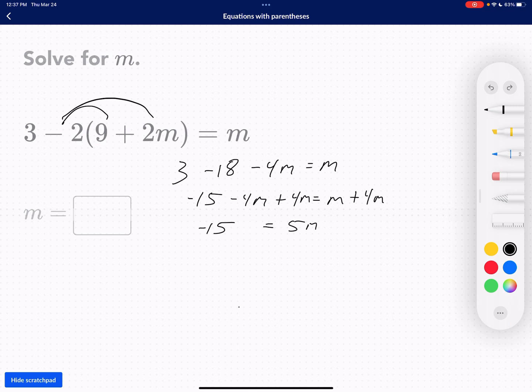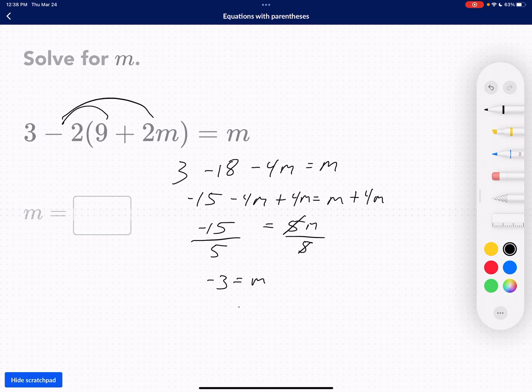So I have a 5 being multiplied on it because it's sitting right there. So I need to undo that. So I'm going to either divide both sides by 5 or multiply both sides by 1/5. They are the exact same thing. But the 5 over 5 becomes 1, which is identity. That's why they cancel, because 1 times m is just m. And then negative 15 over 5 is negative 3.